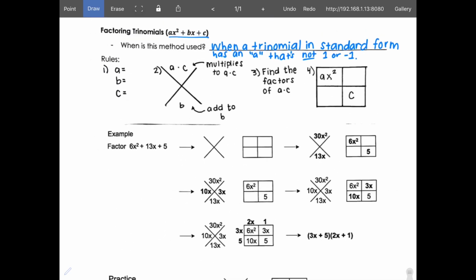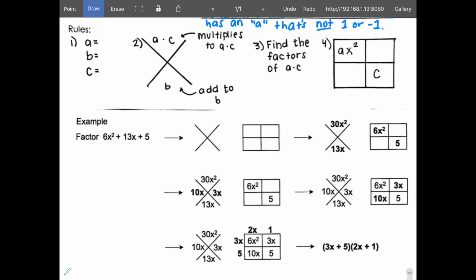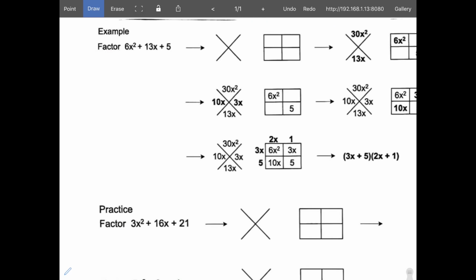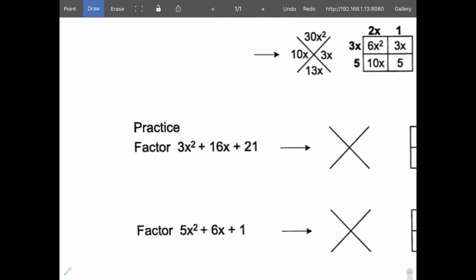Okay, so here are the rules. The first step is to identify A, B, and C. We have an example up here, you can look at that one if you want, but I'm going to do the first one with you. So step 1, identify A, B, and C: A is 3, B is 16, and C is 21.